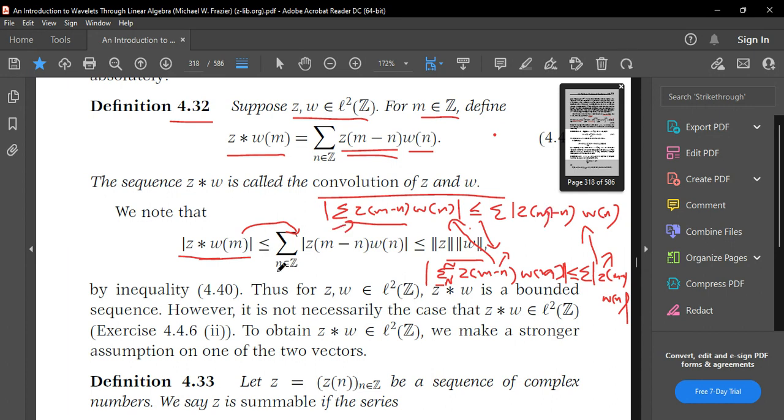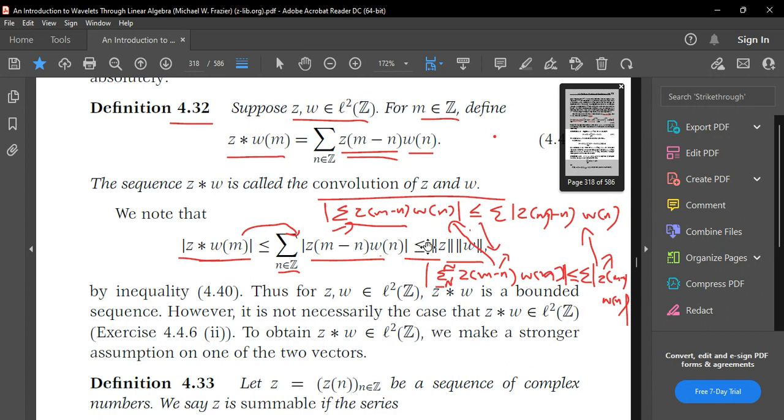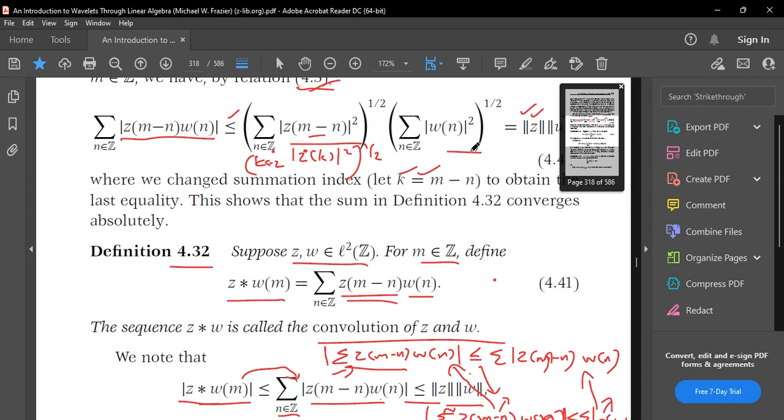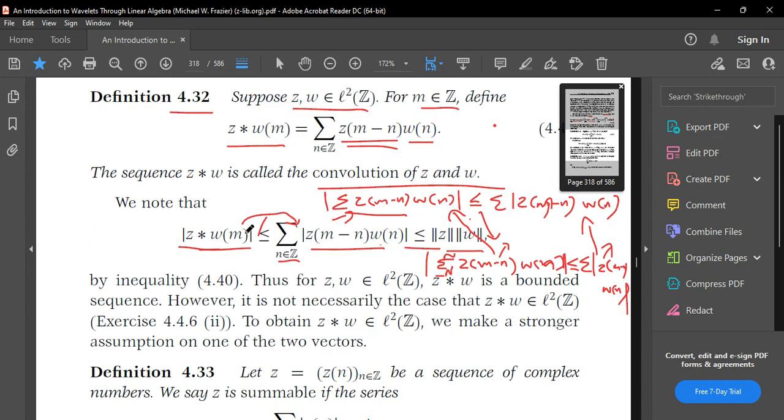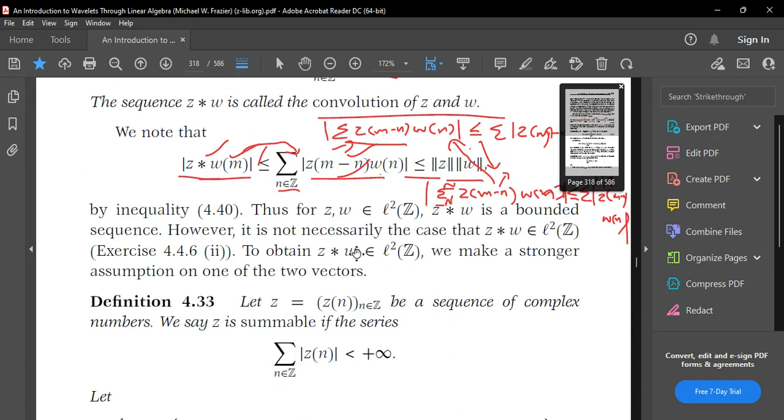The limit of this one is the infinite sum over n belongs to z. We have this inequality, which can be seen from here. Earlier we have proved this one, so we will use this in the proof of the following lemmas. Remember this: mod z star w of m will be less than or equal to summation mod z of m minus n, w of n.